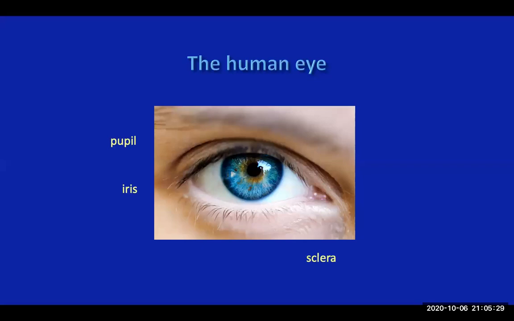The human eye, so here is some anatomy that you can review. The pupil is surrounded by the iris, and the sclera is the white part.